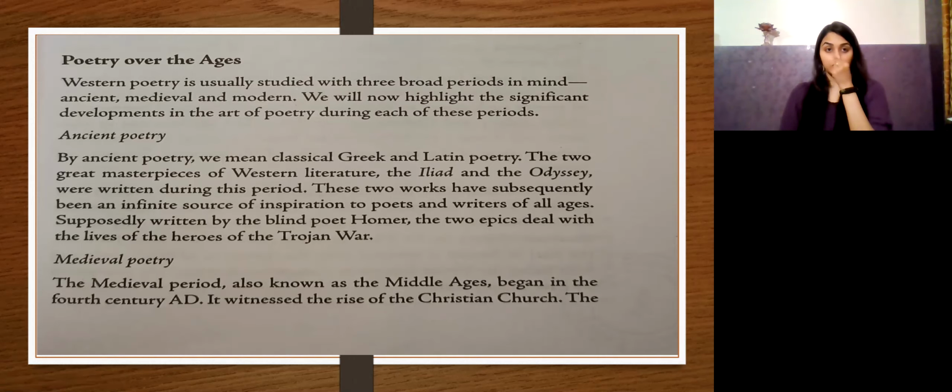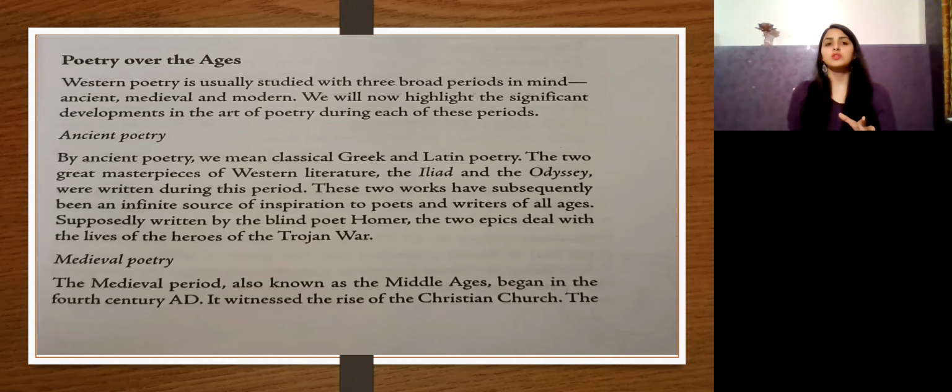That means the first poetry that was introduced was in the ancient period. Then comes the medieval period, that's the middle period, and then the modern period that is continuing right up till now. And then we will highlight the significance of development in the art of poetry during each period. That means during all the three periods, we will be seeing the art of poetry. Let's start with the first one, ancient poetry.